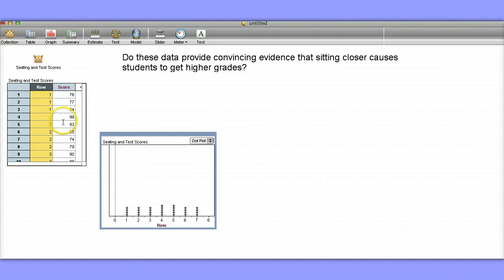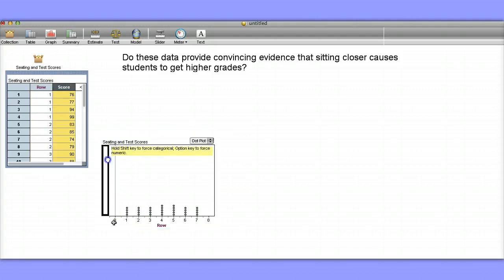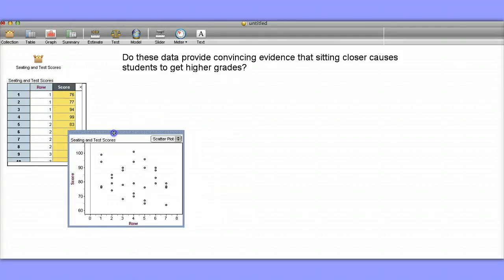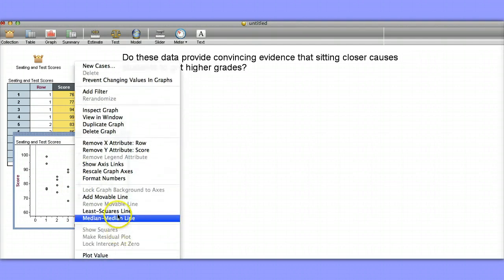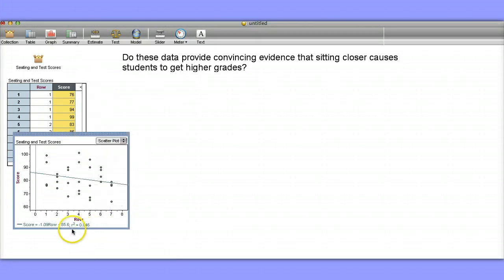So I'm going to put row on the x-axis and score on the y-axis as I create my scatter plot. And it appears that there's a mild negative linear association. Let's get our least squares regression line. Our coefficient of determination here is 0.046, and the slope is negative.